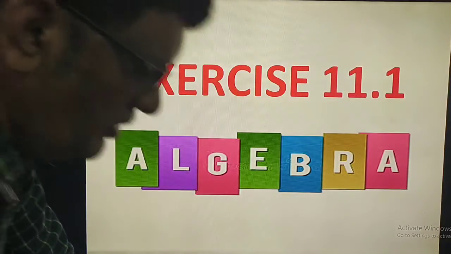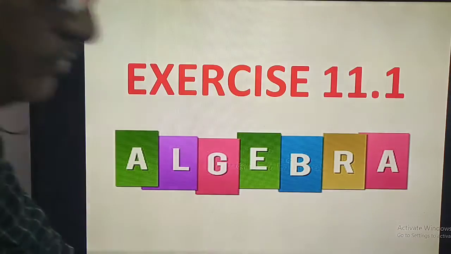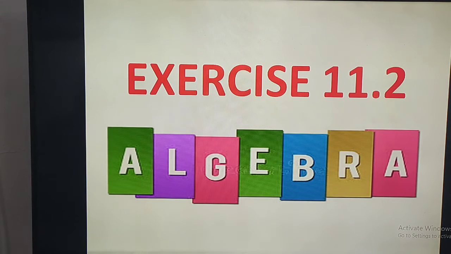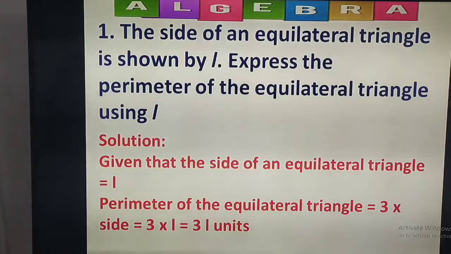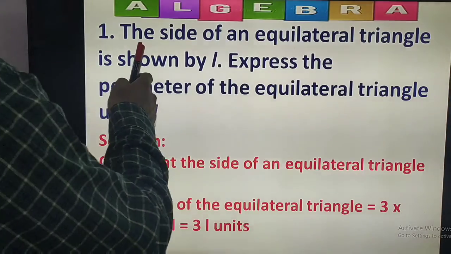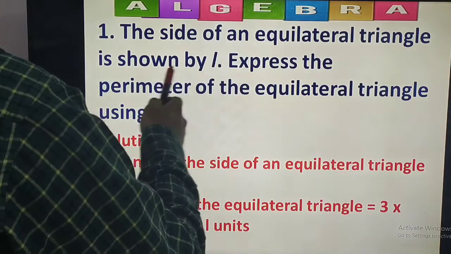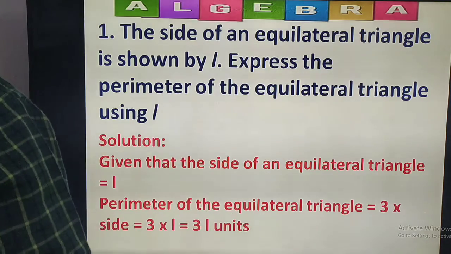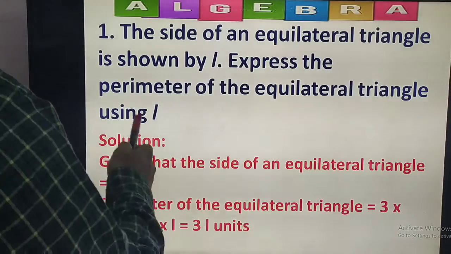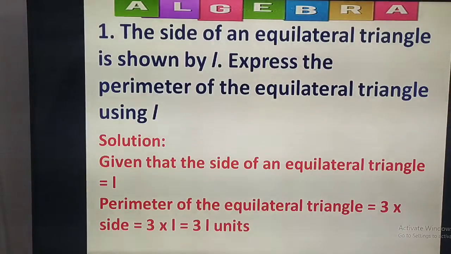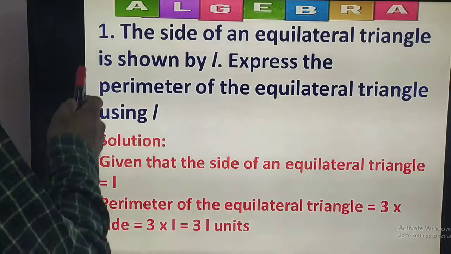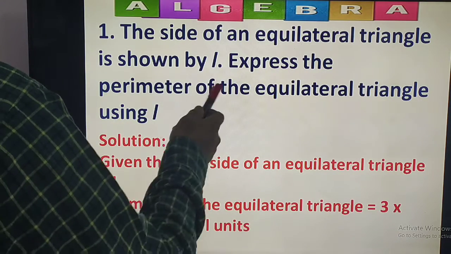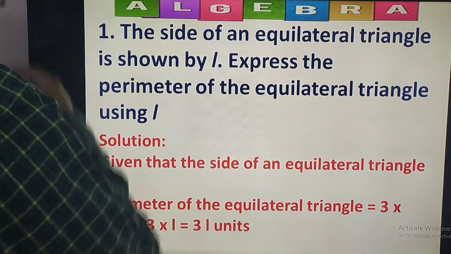Now exercise 11.1 was already taken. Let us see exercise 11.2. Now we want to find the perimeter when the side of an equilateral triangle is L. We want to express the perimeter of the equilateral triangle in terms of L. In this first problem, the side of the equilateral triangle is shown by L, and we express the perimeter using L.